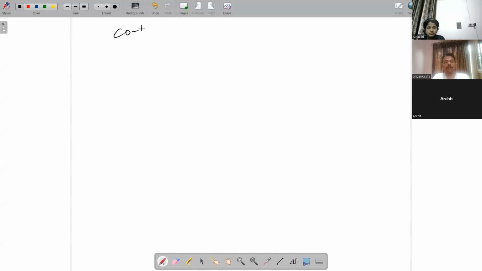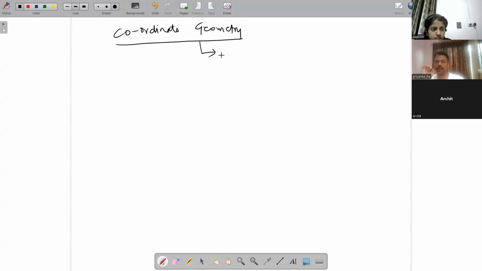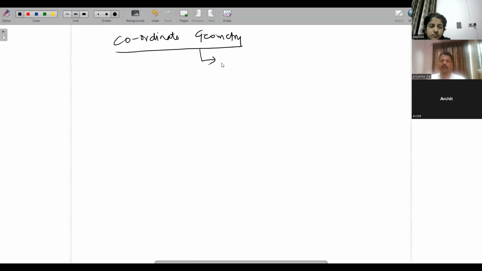So today we'll start coordinate geometry. In coordinate geometry, we know that this section is very important for G. And this is not tough. You just have to focus a little bit and you will understand and you will score very easily. You just have to remember a few things.